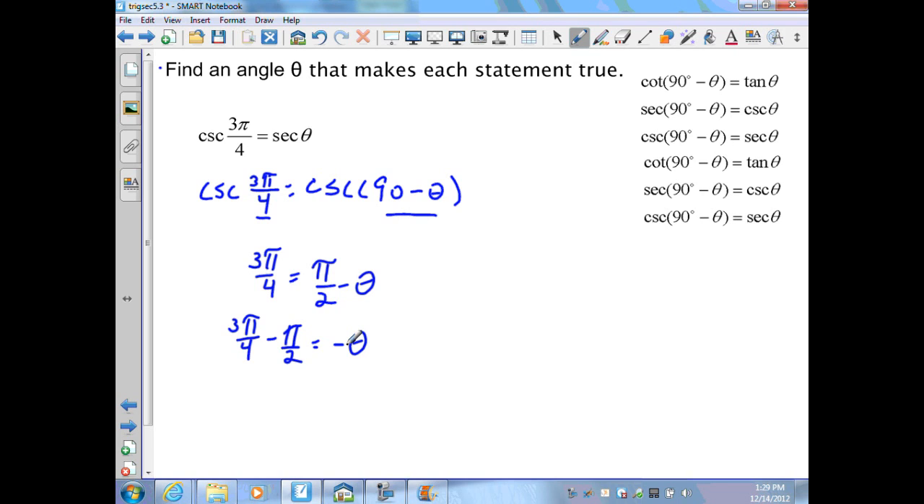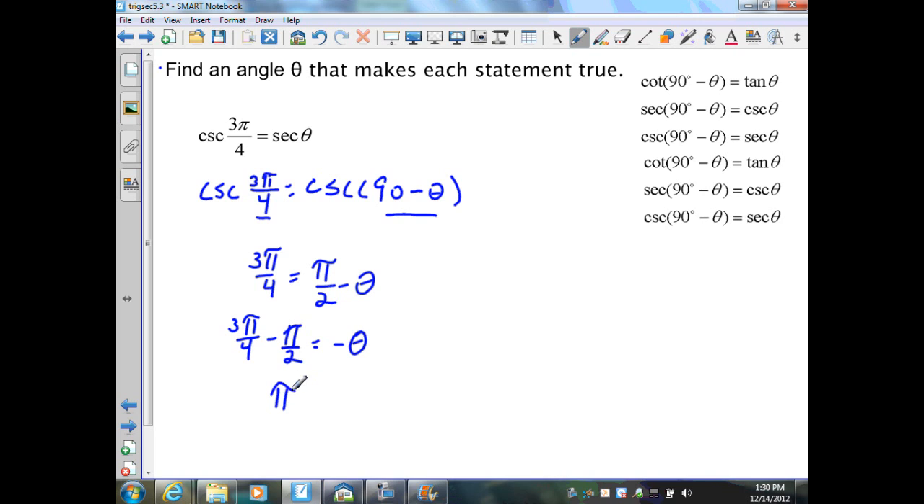And when I simplify, the common denominator is going to be 4, so multiply by 2 over 2 gives me 3 pi over 4 minus 2 pi over 4, which is equal to pi over 4, equal to a negative theta. And when I divide by a negative on both sides, that gives me theta equal to a negative pi over 4.